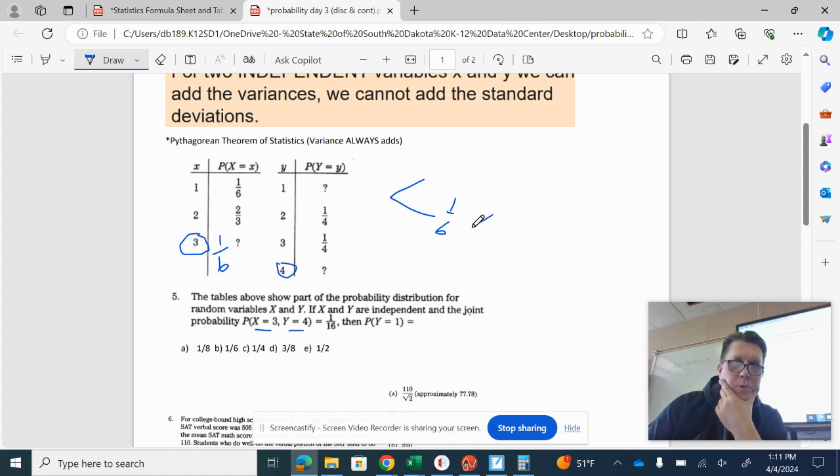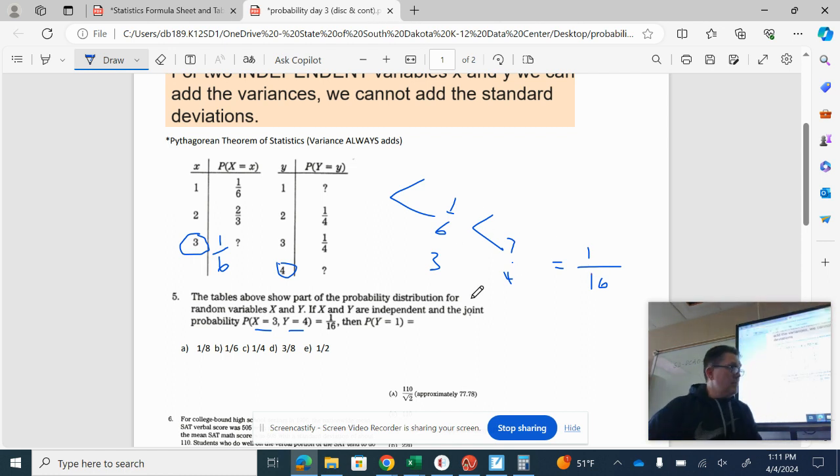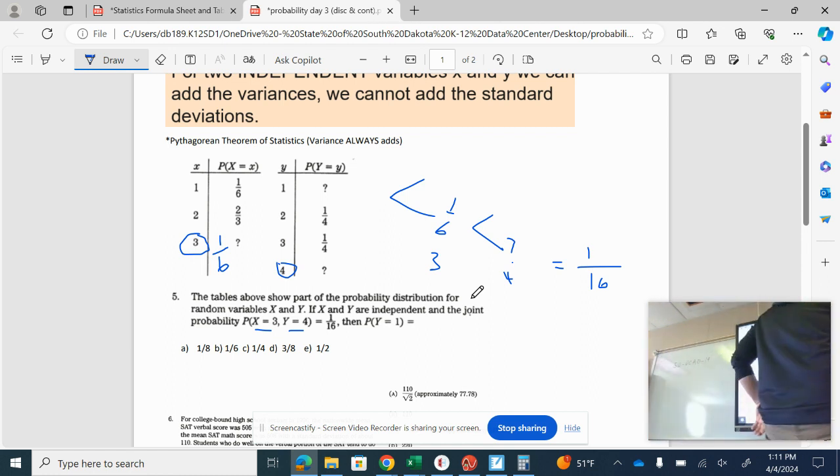The probability that it's 4 is unknown. I'm putting a question mark there. When you multiply through the table, there's a chance that this one's 3 and this one's 4, which is what we're saying here. When we multiply them, we get 1/16. So we've got to work backwards through the tree. This times this equals 1/16. I'm going to write it as an equation so it's a little clearer.